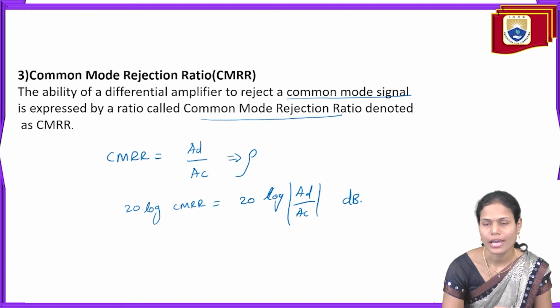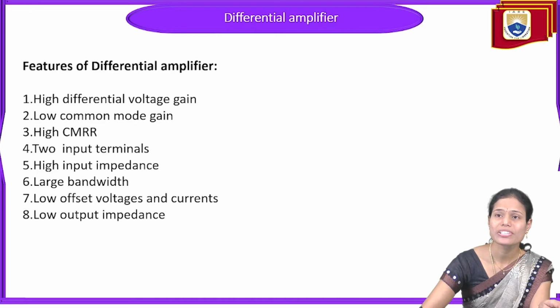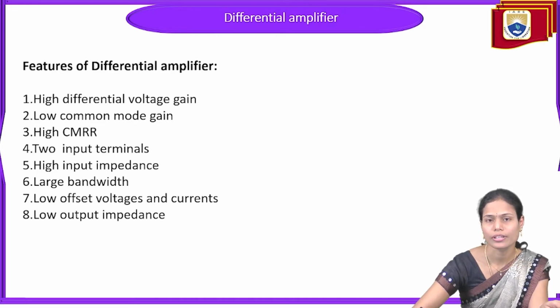In the case of the differential amplifier, we will get the highest CMRR, so in the case of the operational amplifier also we will get high CMRR in practical amplifiers. In the ideal case, we may get it as infinity, but in the practical case, we will get it as a large value.